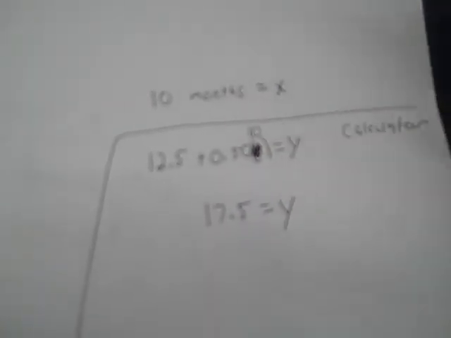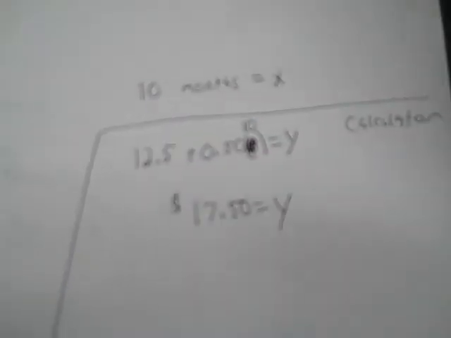So I have 12.5 plus 0.50, parentheses 10, close it, 17.5. So 17.5 equals y. So the y is dollars. So I put a dollar sign, and then it'd be 50 cents.